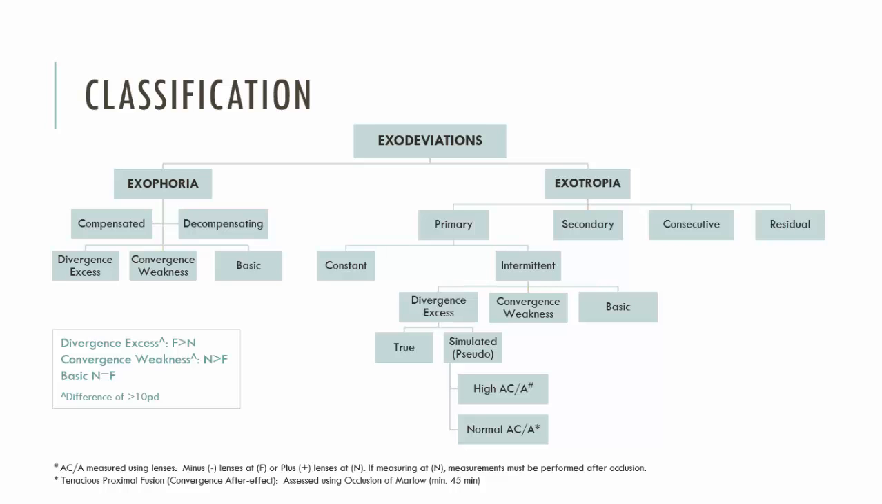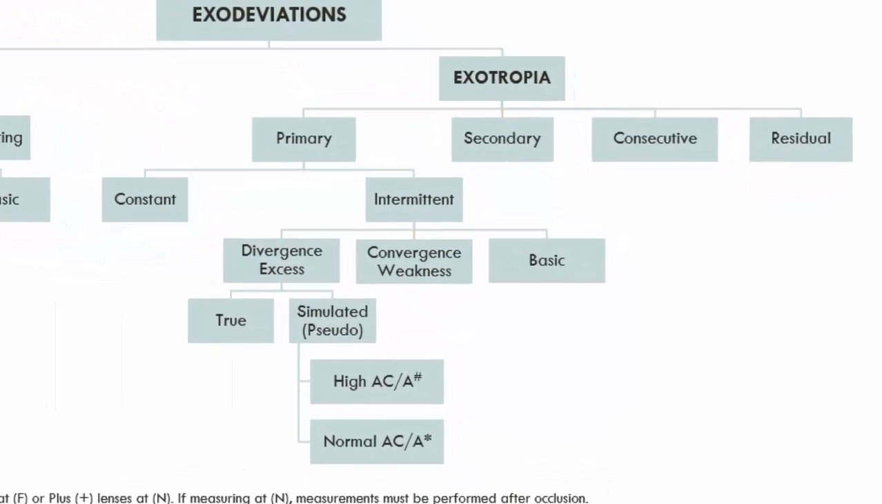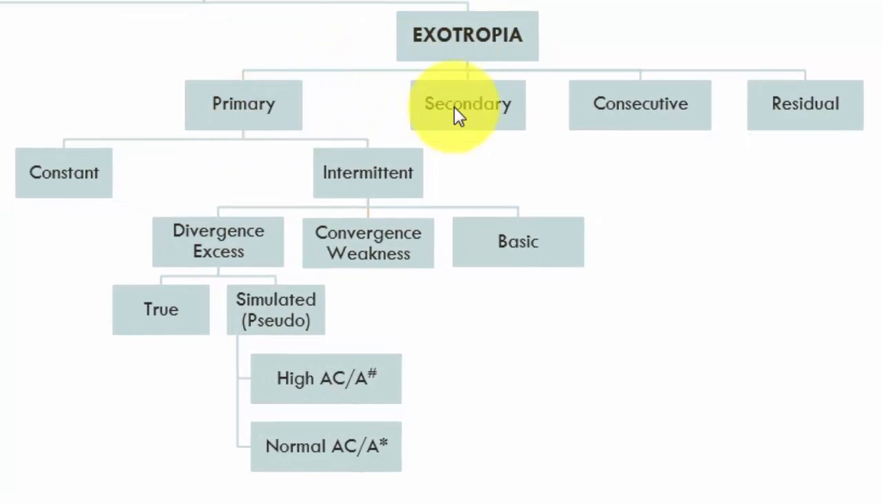Okay, let's move on to the exotropia. So here we have a primary exotropia, secondary exotropia, consecutive and residual. Now, a primary deviation is one that's generally idiopathic in nature, and it doesn't have an underlying cause for why that exodeviation has developed. Secondary, on the other hand, is the opposite of that. There seems to be an underlying reason for why the exodeviation has developed.